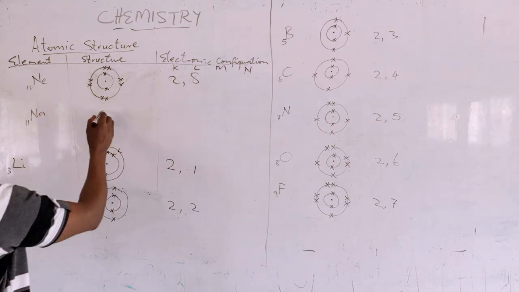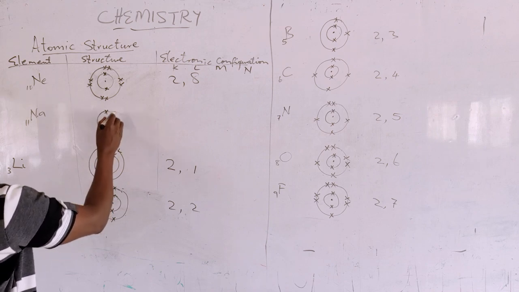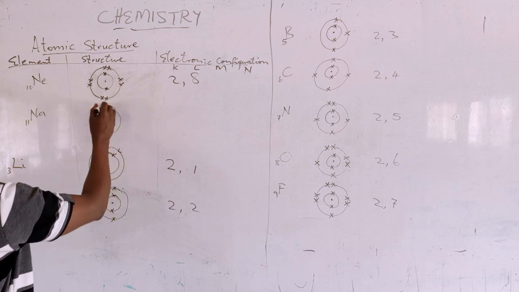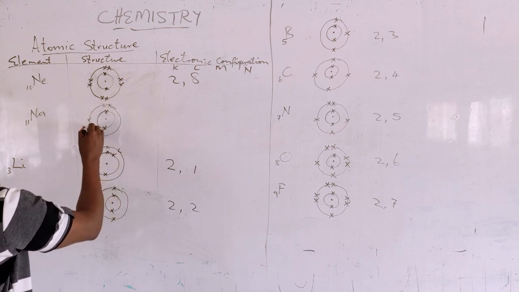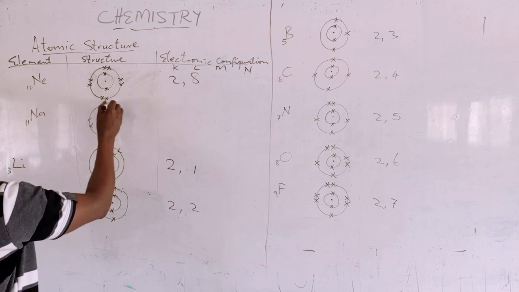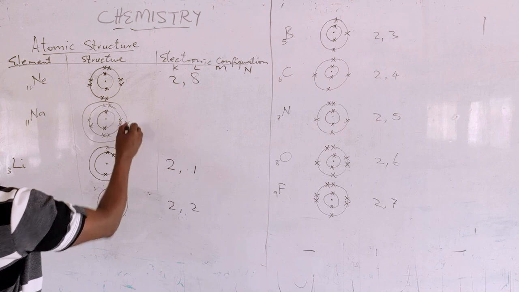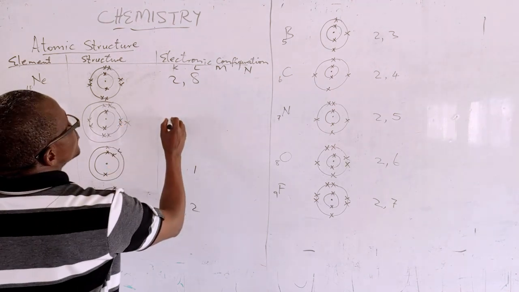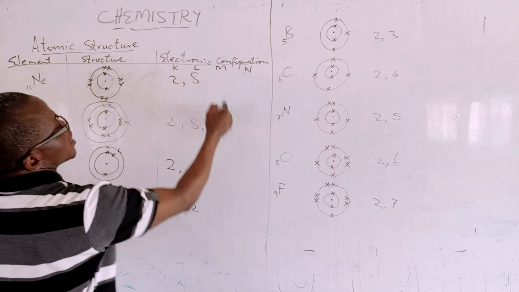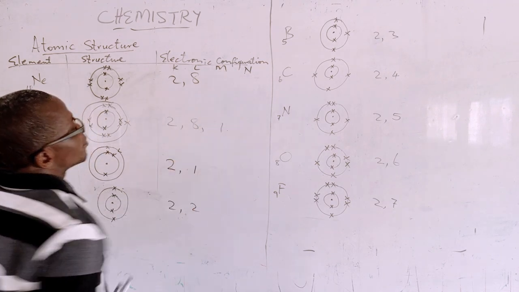Na, 11. The first shell, 1, 2. Second shell, 1, 2, 3, 4, 5, 6, 7, 8. 1 electron is remaining. I can put it here. That gives me 2, 8, and the next one goes to M.